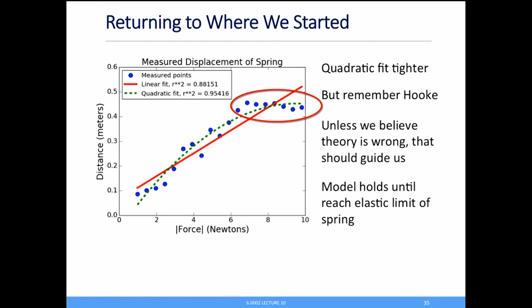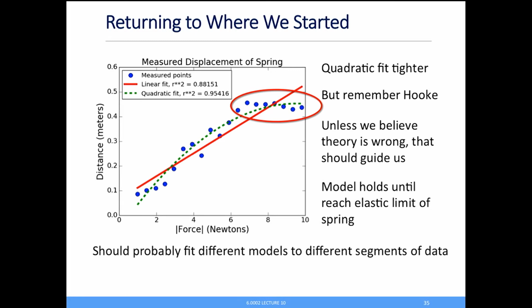Through here, it's following that linear relationship. Up at this point, I've essentially broken the spring. The elastic limit doesn't hold anymore. And so really, in this case, I should probably fit different models to different segments. And there's a much better fit. Linear through the first part, and another linear line once I hit that elastic limit.